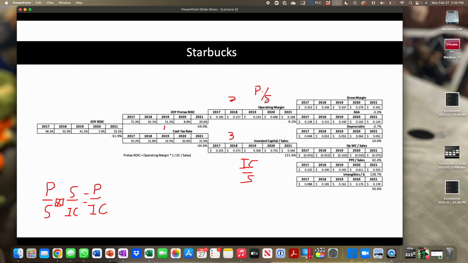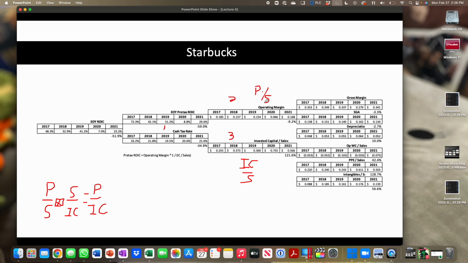That's why I also do that. So technically, it's P over S times 1 over IC over S equals pre-tax ROIC, the way the tree is set up. But the point is, lower invested capital to sales is better financially. I don't spend as much to generate sales. I'm more efficient. Higher is better for operating margin to ROIC. I make more money when I sell something. But those are the two drivers of the operating performance. Everybody clear on that?